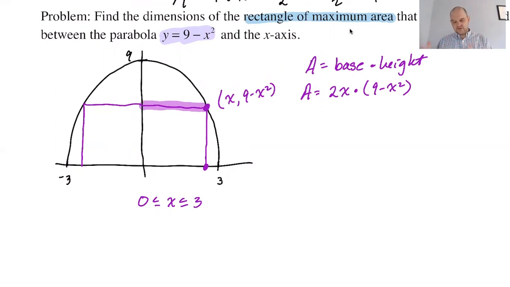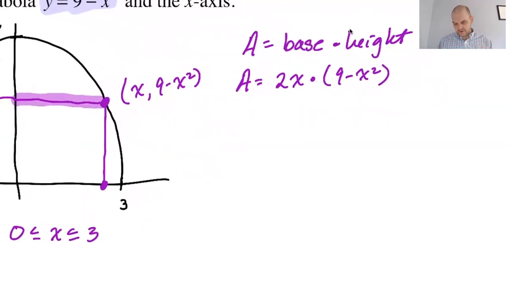Base times height gives you 0. So at each of these, even though mathematically they're possible, you'll just get 0 for your area. So clearly they're not the answer, but they give us a closed interval on which to look, which means we can do the candidates test for this. So I think we're in good shape for this.